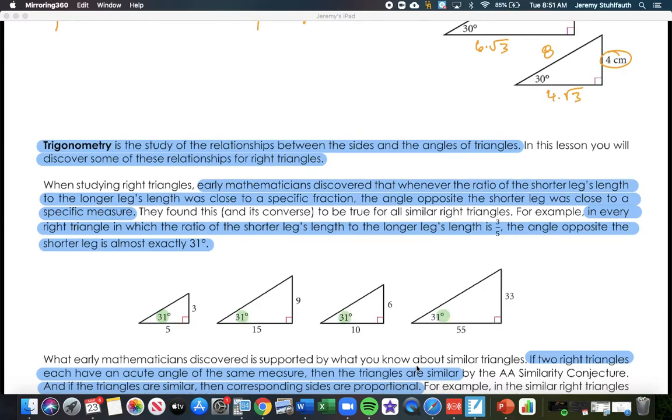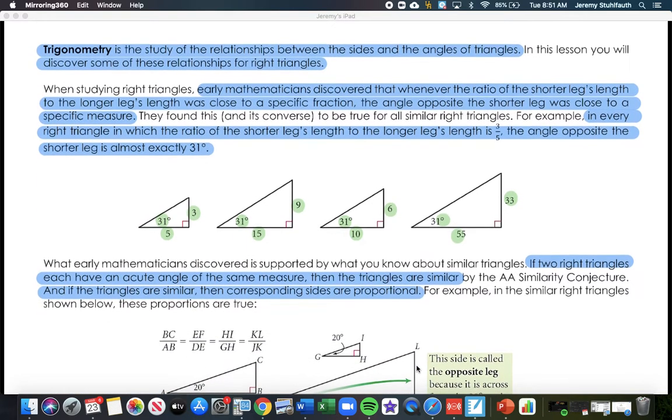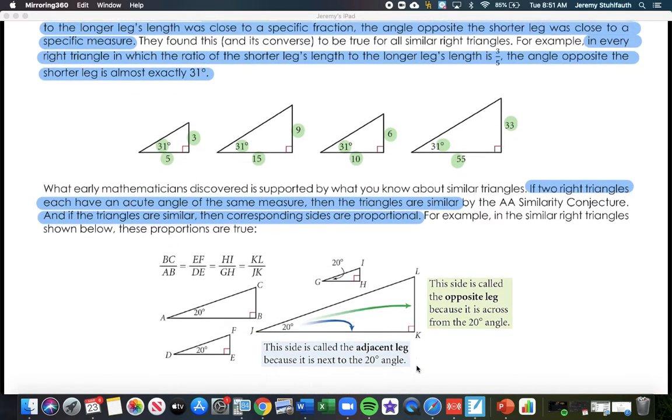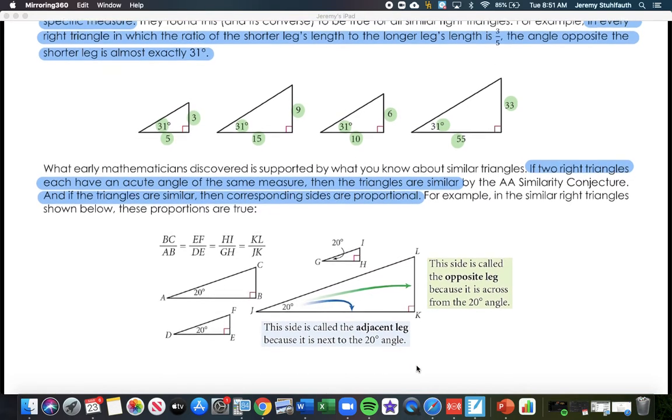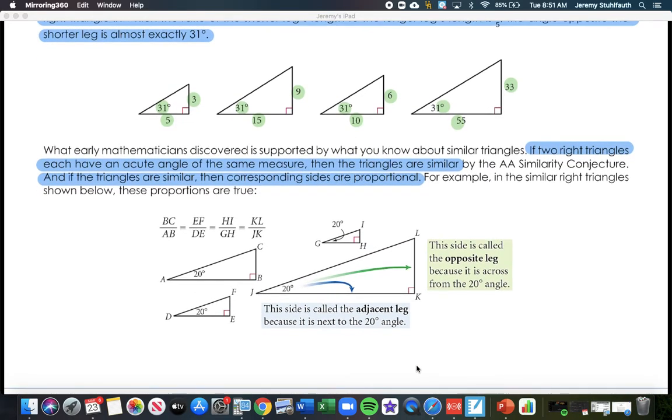If you look at the short leg, the ratio between the short leg and the long leg, they found that these ratios were the same. And so what that allowed them to do is come up with ways to find out the lengths of missing legs, using this idea of similarity and sides being proportional.